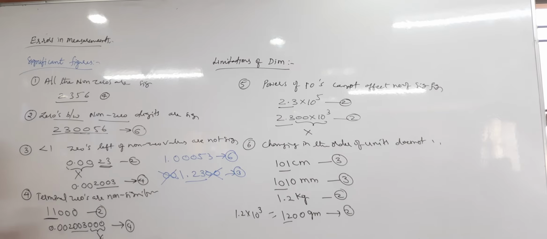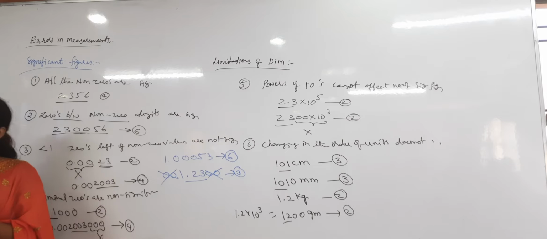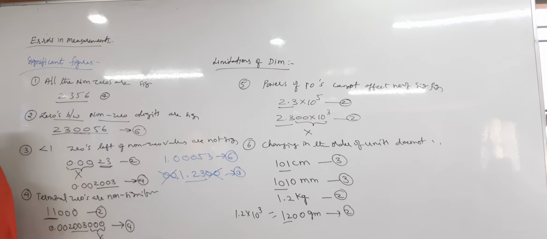Next, the fourth rule: terminating zeros, or terminal zeros, are non-significant figures. You might have a doubt about 11,000, that only 11 is significant. I am not saying that significant figures will give you the entire, proper value. You are just finding which are significant, which are non-significant, which are necessary, which are not necessary. You are not giving the final result by the significant figures. You are just finding which I can take, which I cannot take, for the next experiment.